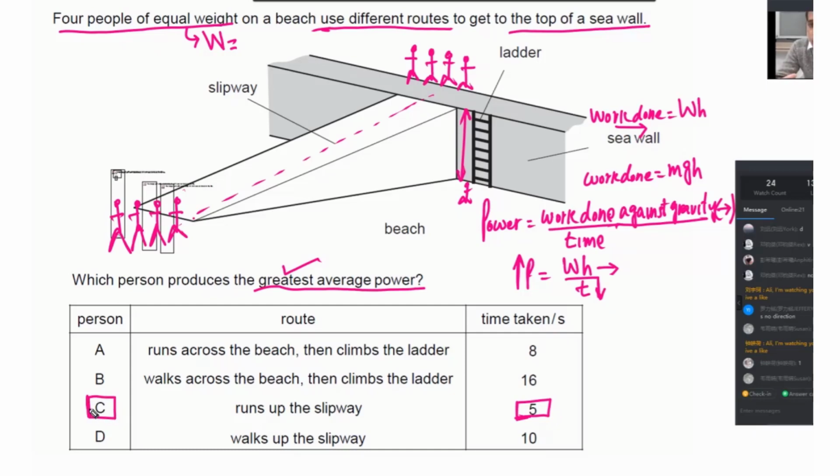Okay, so this is how you need to approach this problem. This is the main concept. Work done against gravity is equal to mgh, or simply you can say this is equal to W times h. This is the same for all of them. So you just simply look at time. If time is the shortest, power will be the maximum, meaning the greatest power. So this is how we can calculate. Work done against gravity in this question is the same. So let's move on to the next question now.